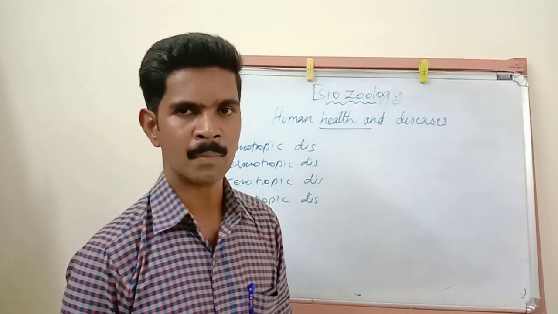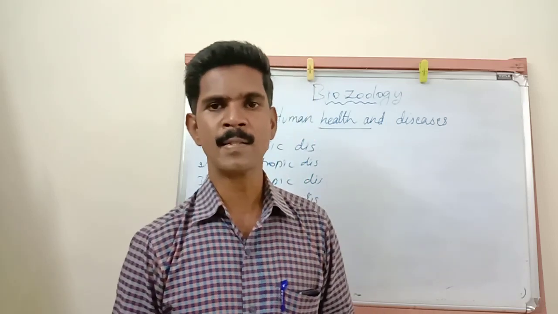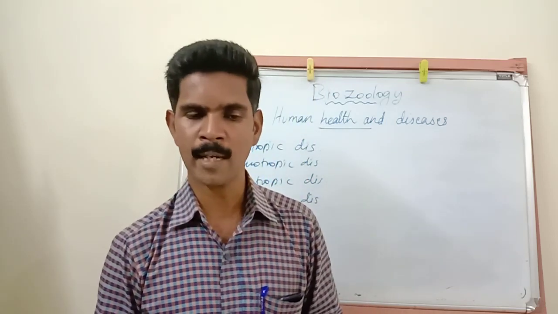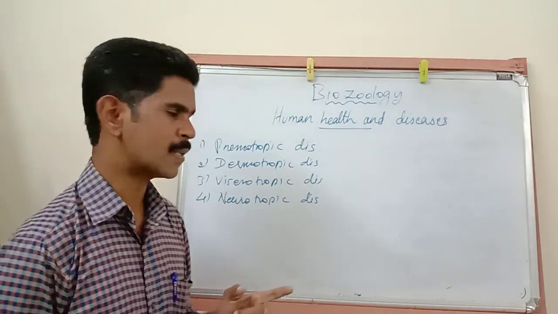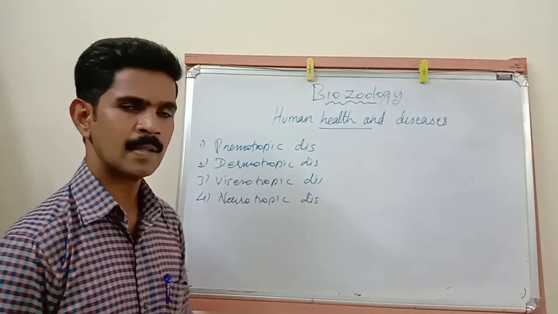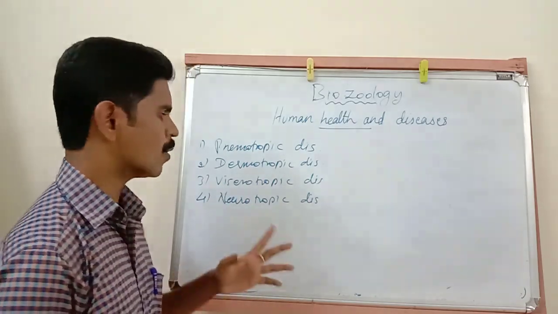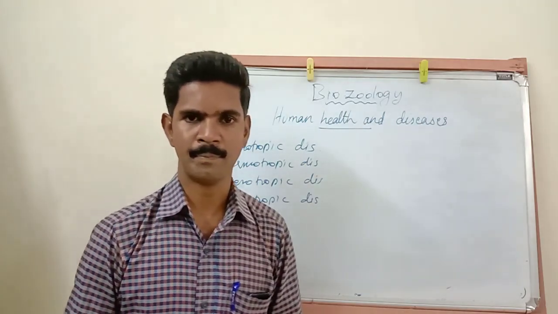This is a very important 3-mark question. Based on the symptoms, the viral diseases are classified into 4 major types. The first is pneumotrophic disease, affecting the respiratory system; dermotrophic disease, affecting the skin; viscerotrophic disease, affecting the internal organs; and neurotrophic disease, affecting the nervous system or central nervous system.